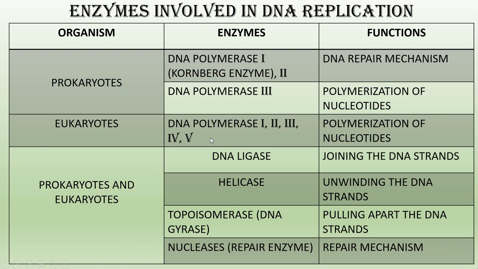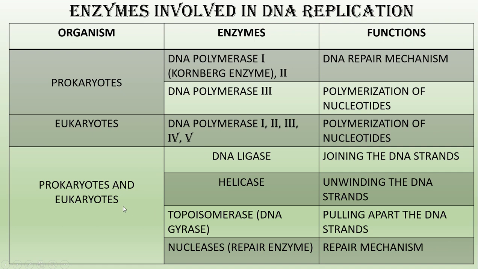In eukaryotes, not DNA polymerase 1 to 3, DNA polymerase 1, 2, 3, 4, 5 enzymes are there. And all are involved in the DNA replication process. It is nothing but polymerization of nucleotides. Many nucleotides or polymers of nucleotides are formed with the help of the enzymes DNA polymerase 1, 2, 3, 4 and 5. And what is the use of DNA ligase?